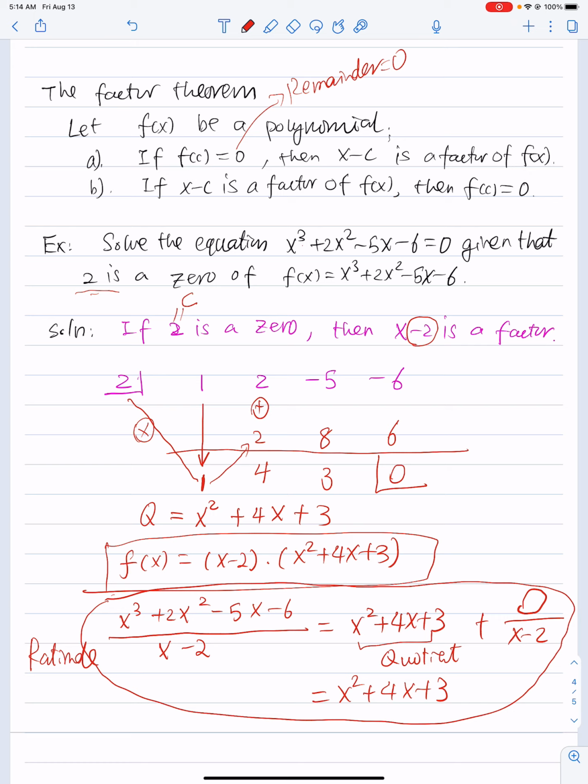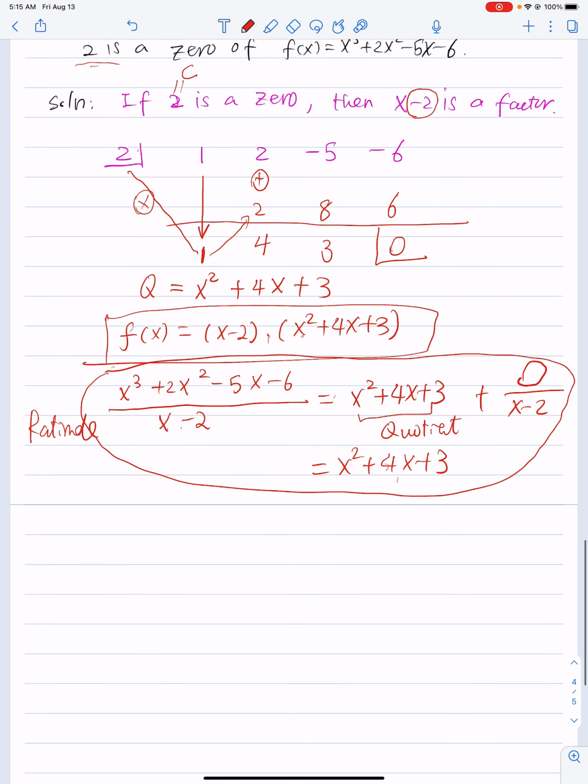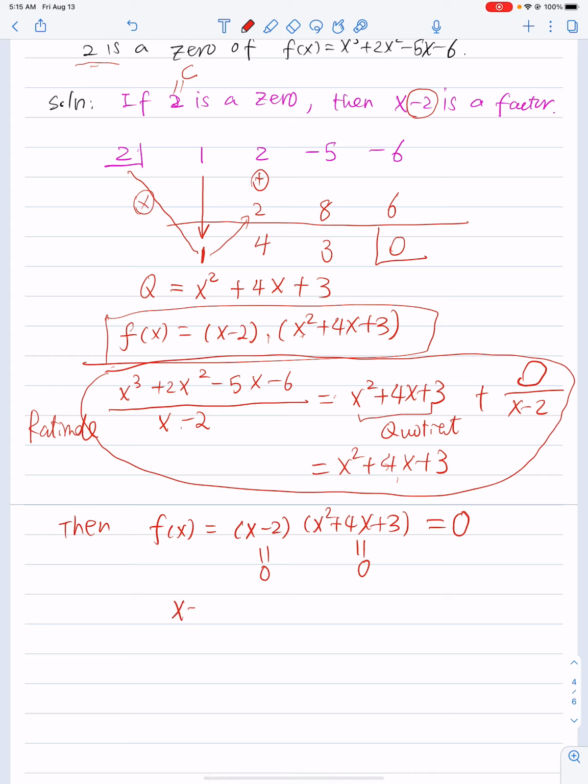Okay. So then what happened? You multiply x minus 2 on both sides. You will get this. So what did we want to do here? You actually wanted f(x) to be factored like this: x minus 2 times x squared plus 4x plus 3 equal to 0. Why do you want to factor? Because we learned every part can be equal to 0. So we will have x minus 2 equal to 0, or x squared plus 4x plus 3 equal to 0. So here x equals 2, or what do we need to do here?